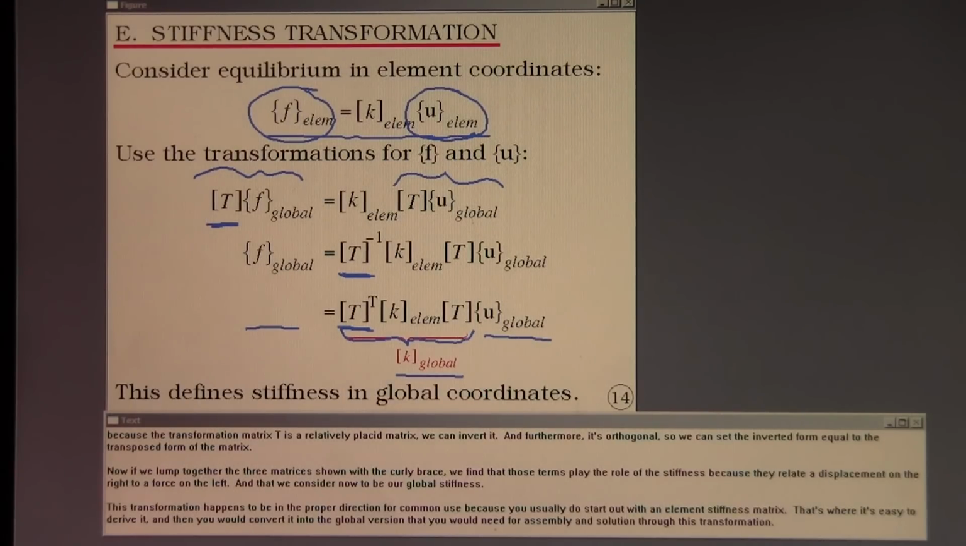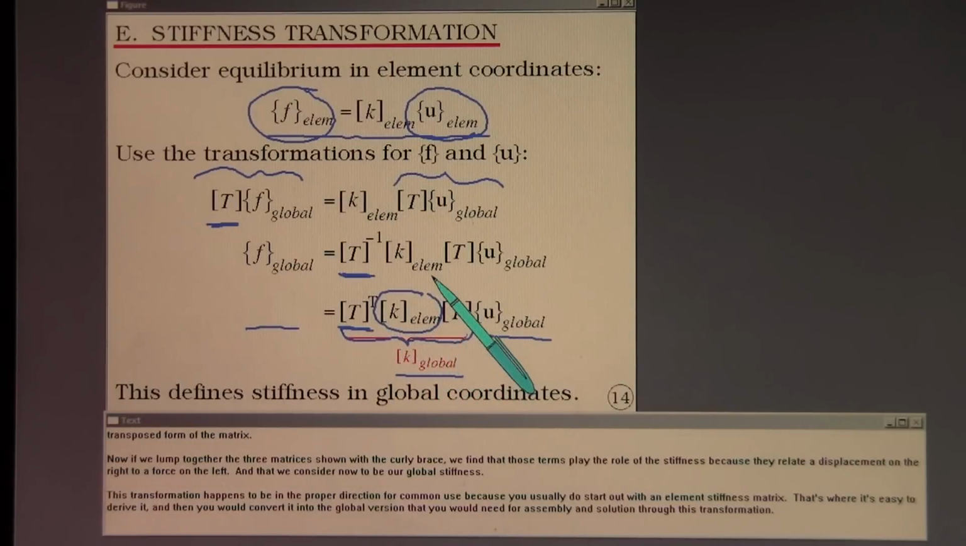This transformation happens to be in the proper direction for common use because you usually do start out with an element stiffness matrix. That's where it's easy to derive it, and then you would convert it into the global version that you would need for assembly and solution through this transformation.